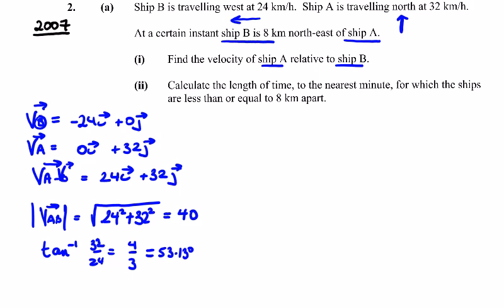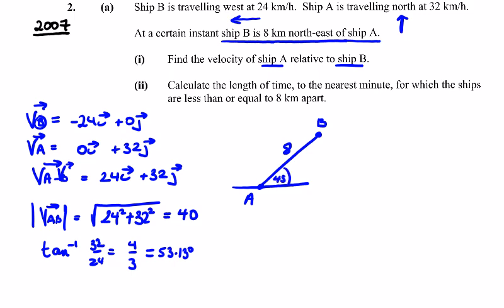And now calculate the length of time here. We're told that at a certain instant ship B is 8 kilometers northeast of ship A. So we have ship A, ship B, 8 kilometers northeast. We have the angle of the velocity of A relative to B, which is 53.13, so this is 45 along here. If it's northeast, that's 45.